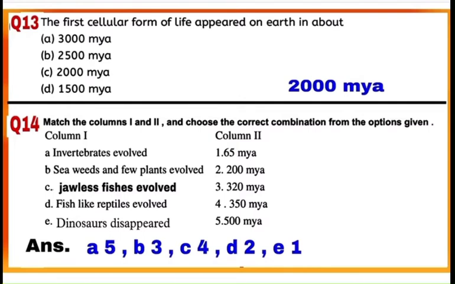Question 14. Match column 1 with column 2. A. Invertebrates evolved around 500 million years ago. B. Seaweeds and few plants evolved around 320 million years ago. C. Jawless fishes evolved around 350 million years ago. D. Fish-like reptiles evolved around 200 million years ago. And E. Dinosaurs disappeared around 65 million years ago. So here A matches with 5, B with 3, C with 4, D with 2 and E with 1.